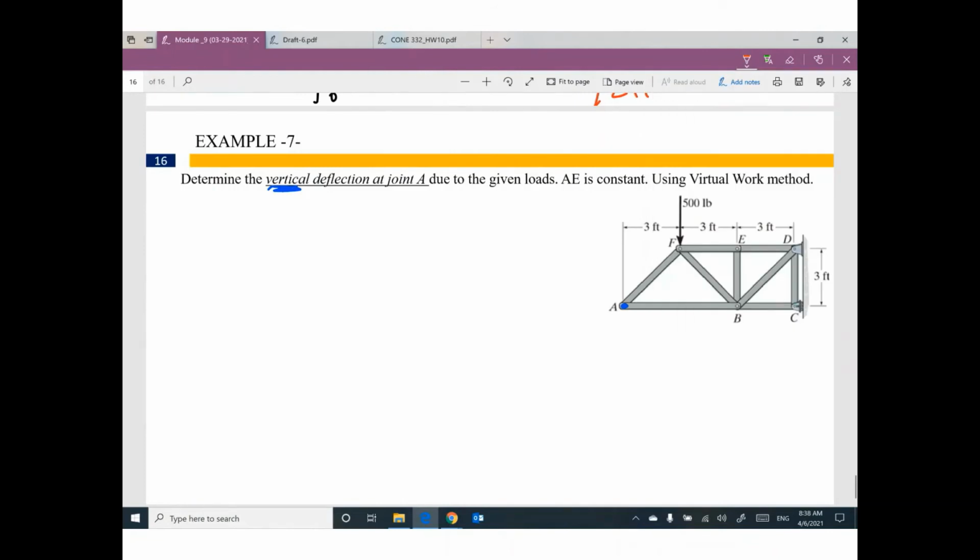I think we need to start with reactions. We have here one reaction. We have here two reactions. If you apply summation Fx equals 0, summation Fy equals 0, summation moment at any point equals 0, I think this reaction will be 500. I think this reaction will be 1000 and this reaction will be 1000.